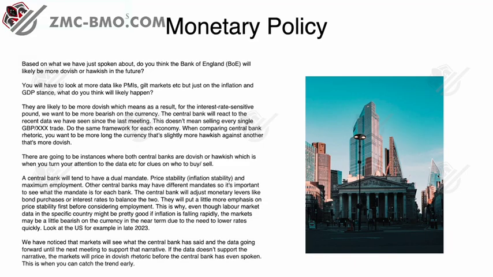We have noticed that markets will see what the central banks have said and the data going forward until the next meeting to support the narrative. If the data doesn't support the narrative, the markets will price in dovish rhetoric before the central bank has even spoken. This is when you can catch that trend easily or a lot earlier. What we mean by that is, for example, the Bank of England, the last meeting that we had, they were saying how inflation's really sticky still, and the growth is still pretty good. Therefore, we probably need to remain on hold for longer. They pushed back on those cuts.